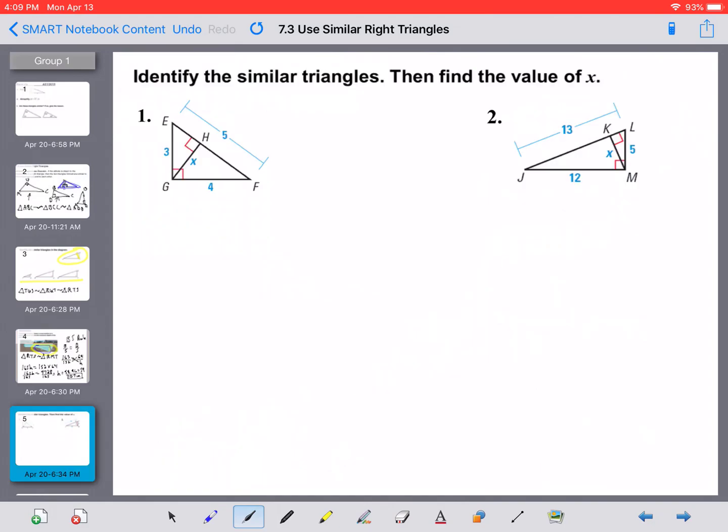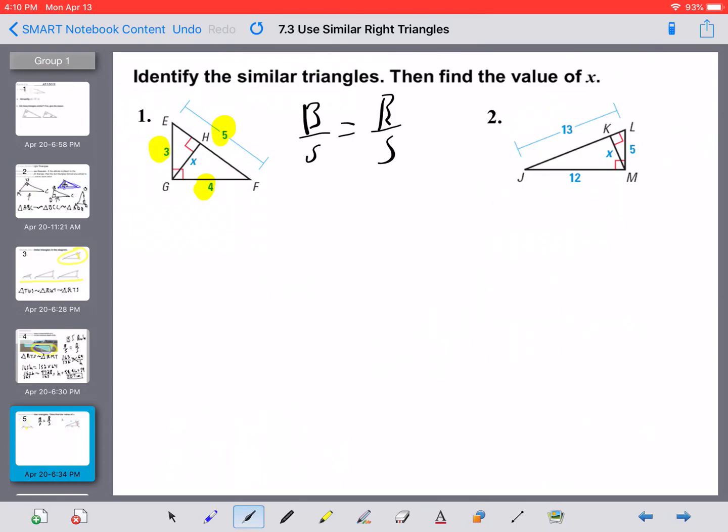Here's another example. In this case, it's just going to ask you to find x. In number 1, I can see that the larger triangle has all 3 of its values, so I'm definitely going to want to use that as I set up my proportions. Again, similar triangles have congruent interior angles, and all their sides have the same proportion. That's why we can set up these proportions. So I'm going to use my BS rule again: big to small, big to small.